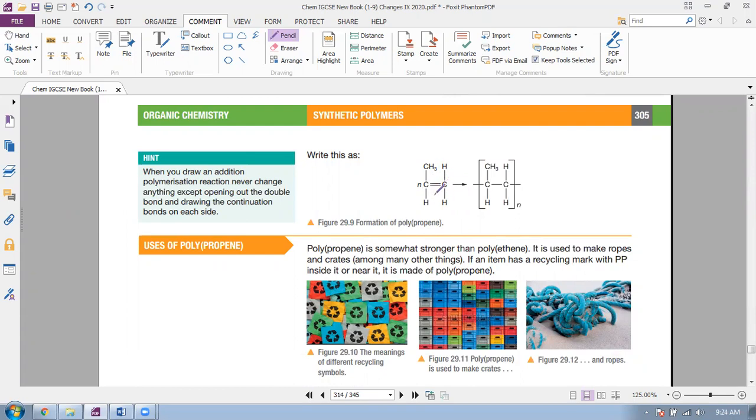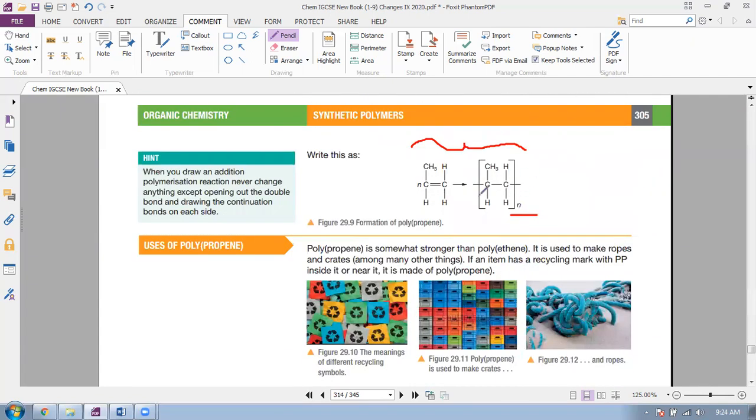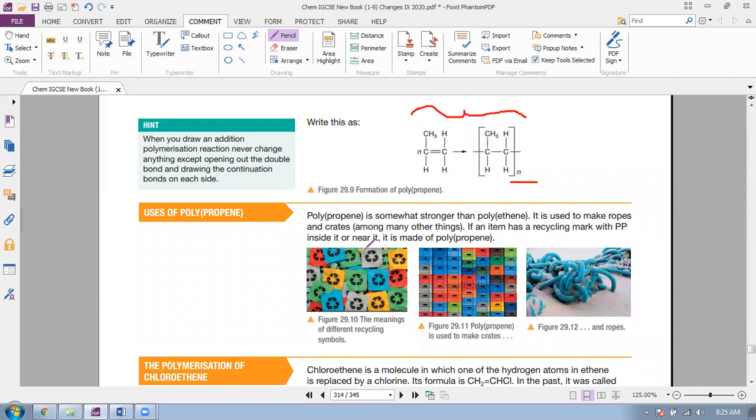This is the structure of propene, and look at that, and N is given there before. This is the reaction to show the addition polymerization of propene to polypropene. And this is the polypropene molecule. This is the N, it's a long chain. If you want to show the repeated unit of polypropene, you have to draw like this.